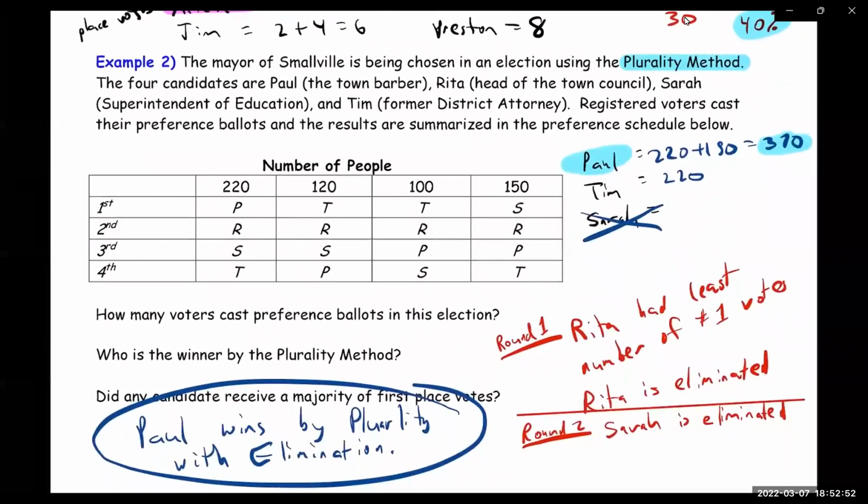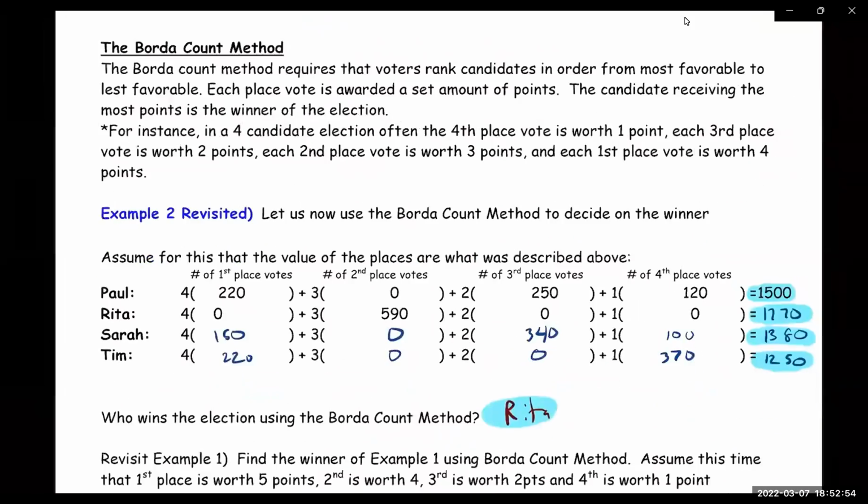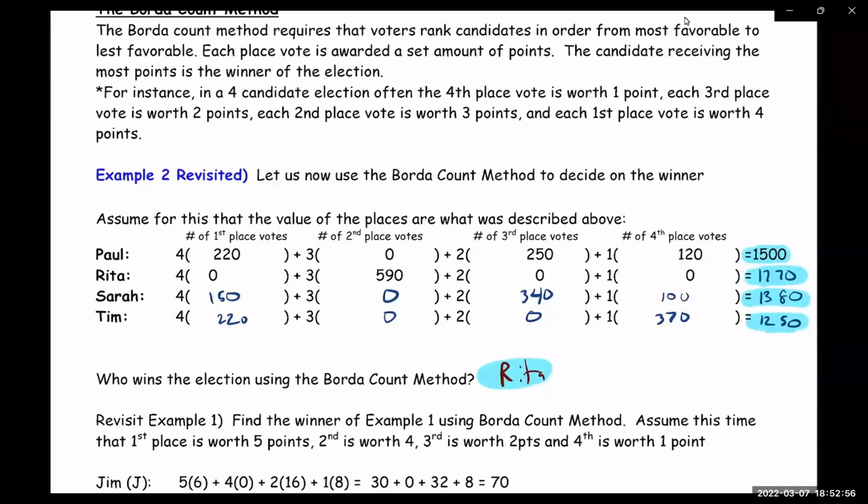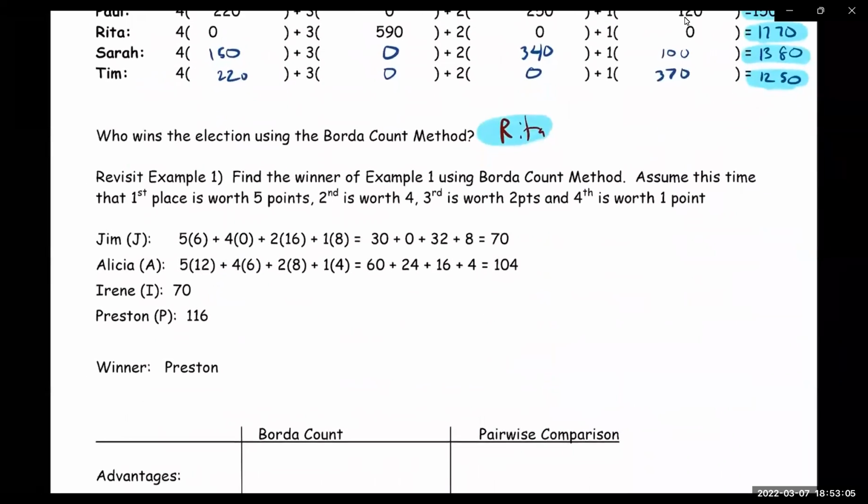Paul. And then board count, Rita. So there are 3 different outcomes based on 3 different voting methods. All right, let's look at, then they revisit the first example.